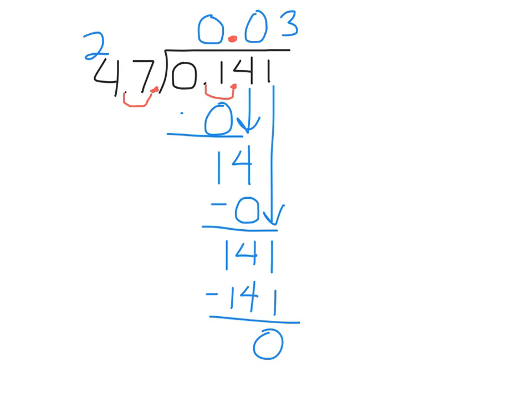So if I hadn't put these zeros here, I may end up with my answer being 3, and 3 is a much different value than 3/100ths. So make sure you put those zeros there when you need to.